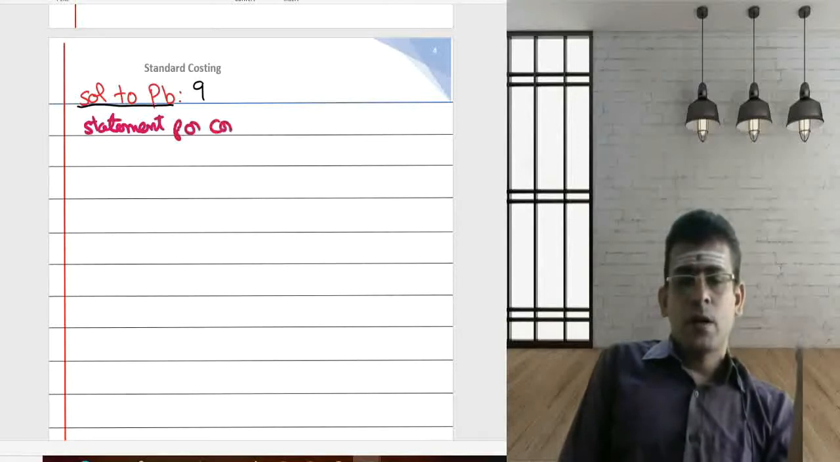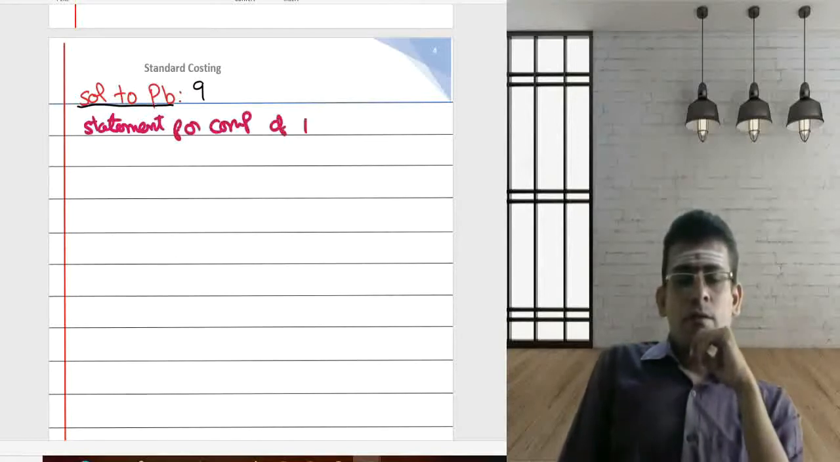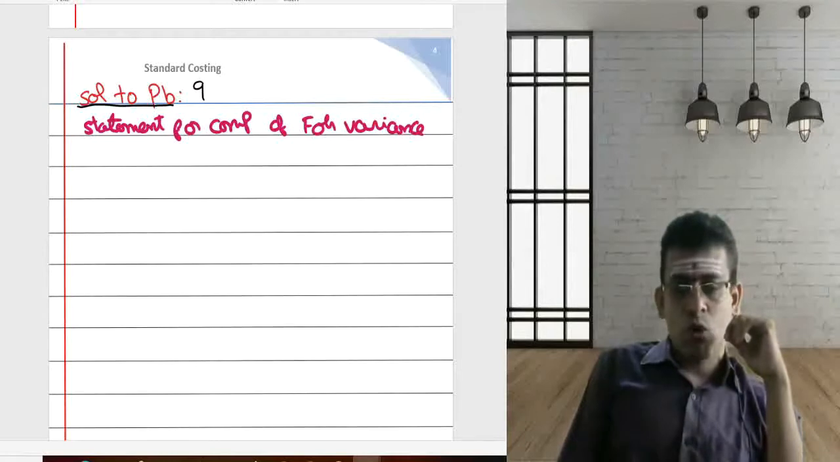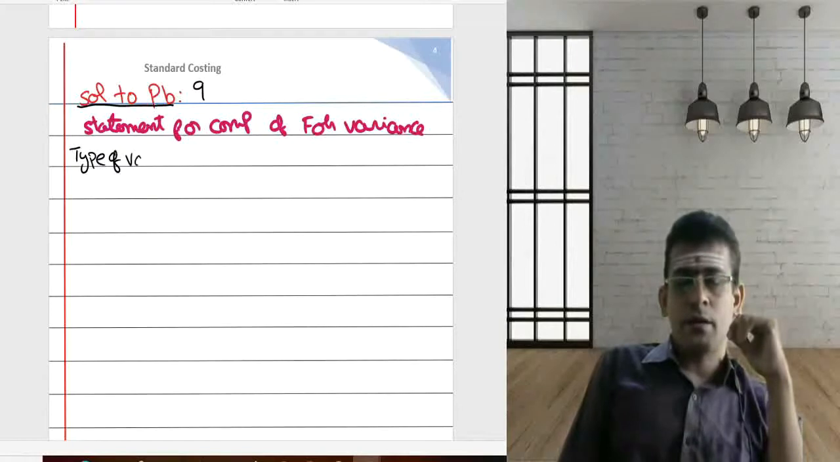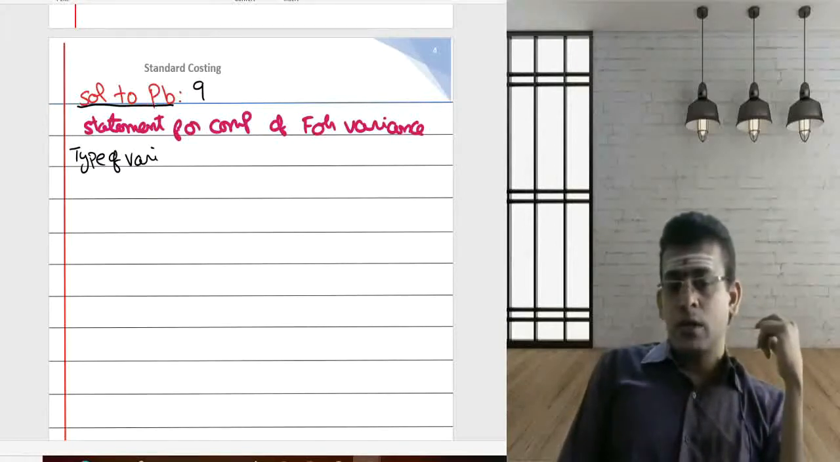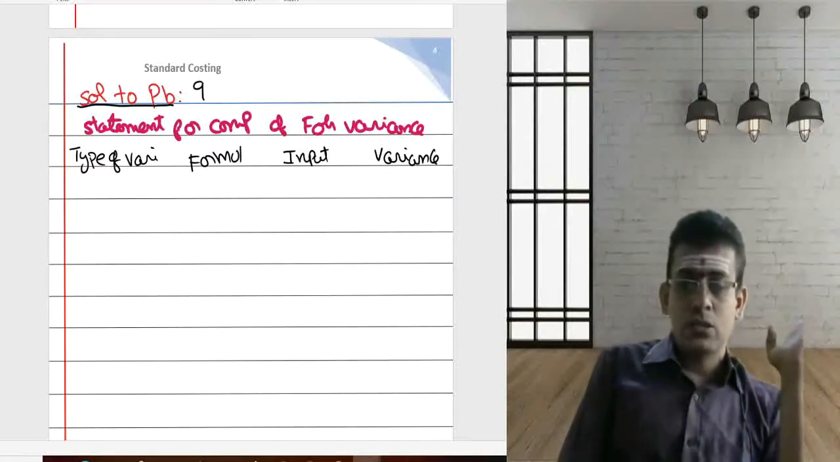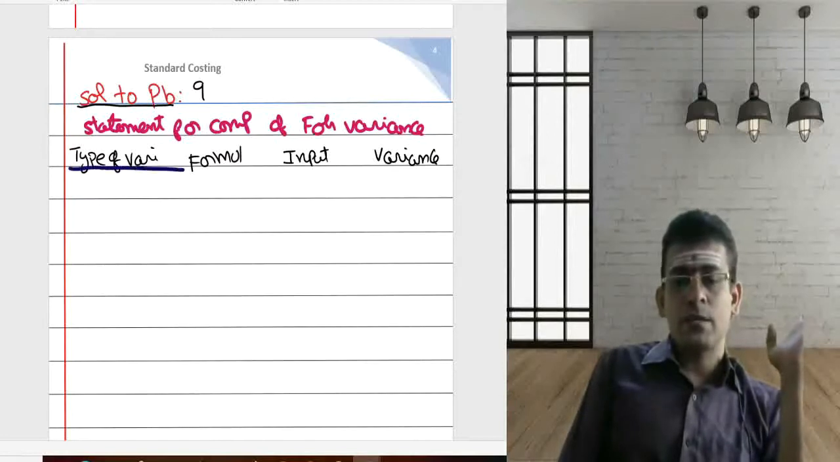Statement for computation of fixed overhead variances. In this, initially I need to take the type of variance. Then I need to consider the formula. Then I need to consider the inputs which are required. Ultimately the last column is going to be our variance. So let us try to prepare our variances in this format.